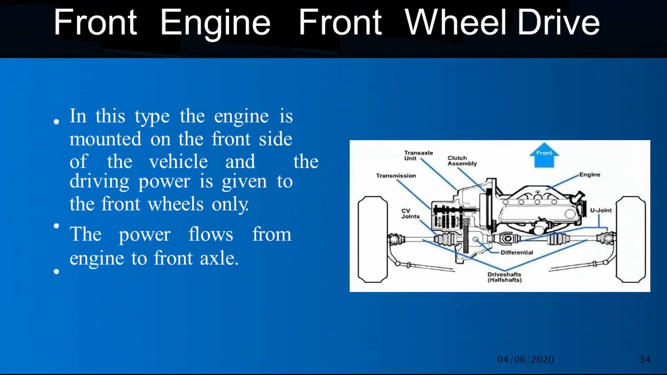Front engine front wheel drive. In this type, the engine is mounted on the front side of the vehicle and the driving power is given to the front wheels only. The power flows from the engine to the front axle, right? You just see the diagram. Everything is mounted on the front and very small components are mounted at the rear, right?